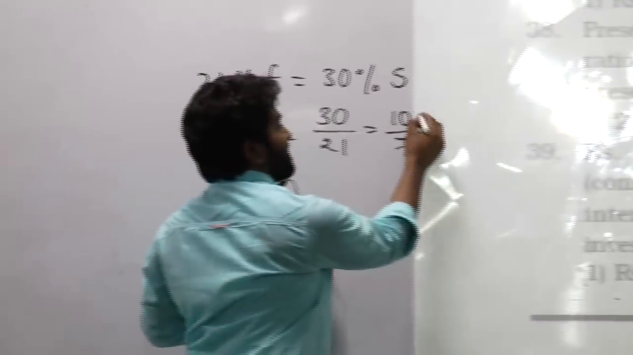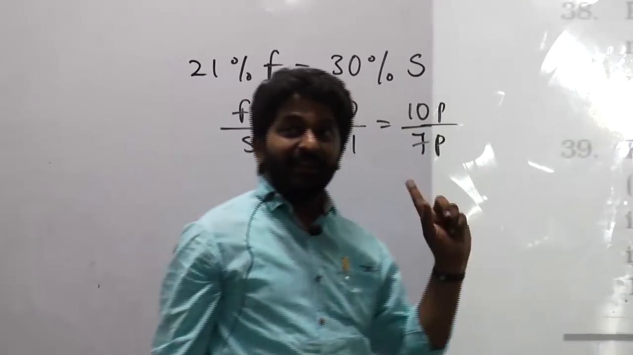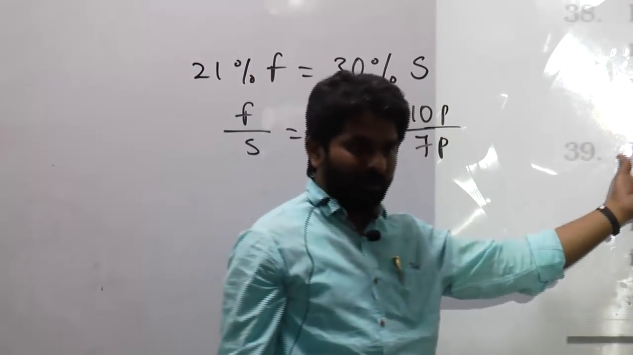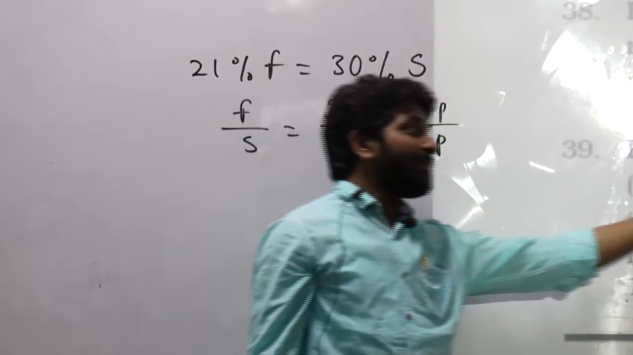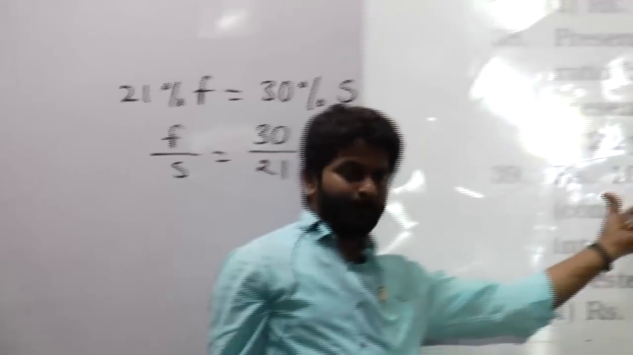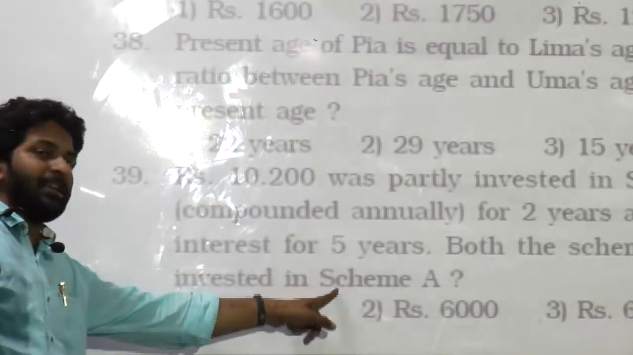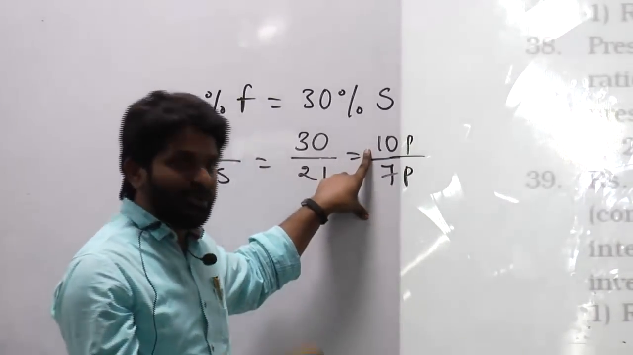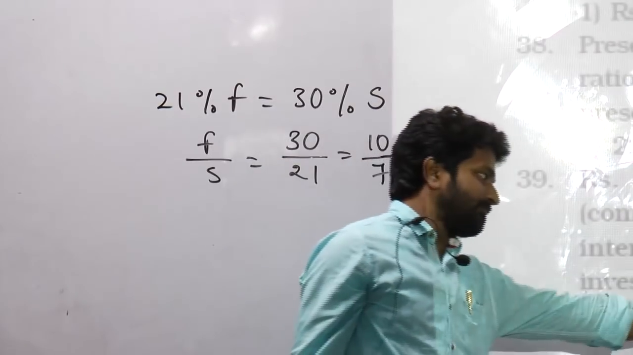17 parts is equal to 10,200. 17 6 times is 102, and then 2 zeros. And now how much was invested in scheme A? In scheme A we have invested 10 parts, in the sense 10 into 6, 60 into 100, 6,000. Second option.